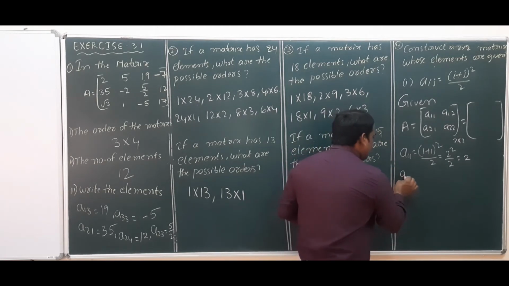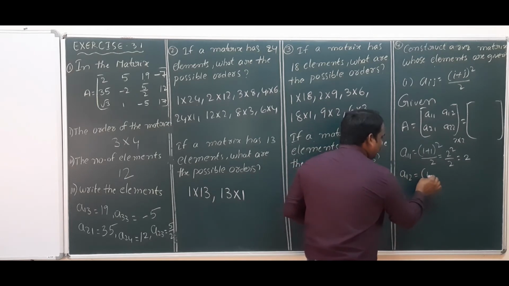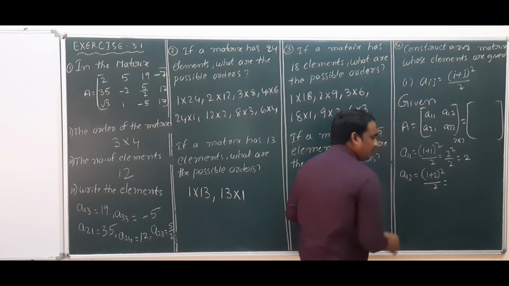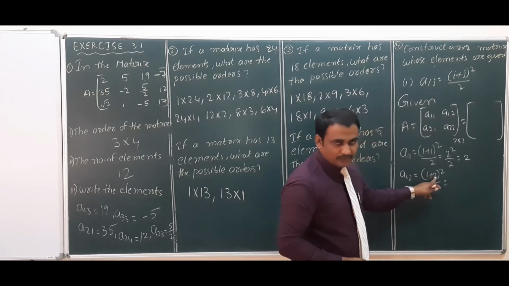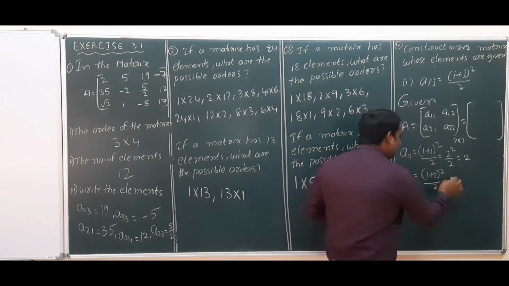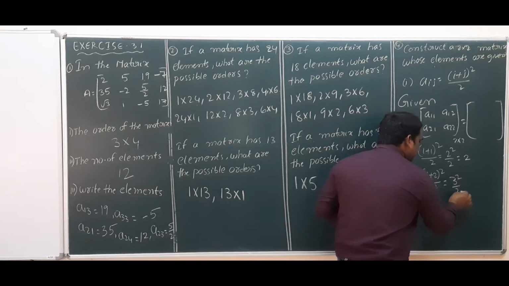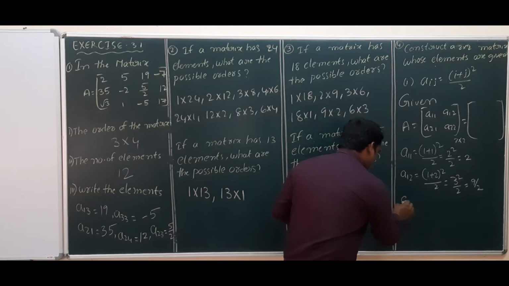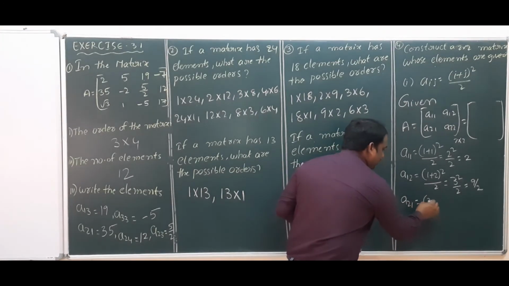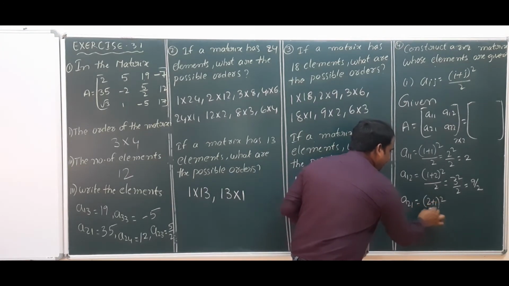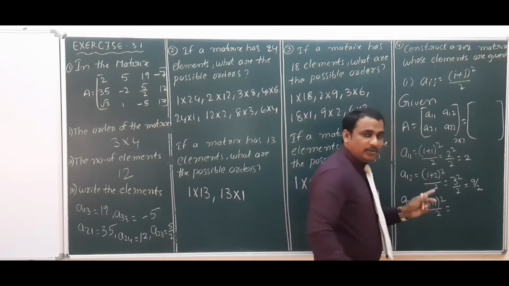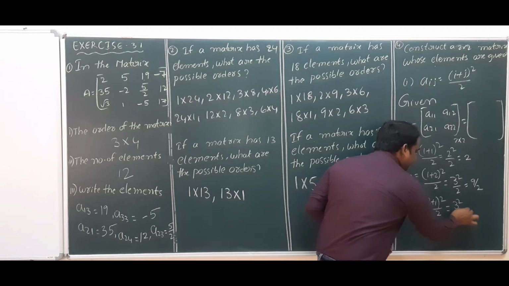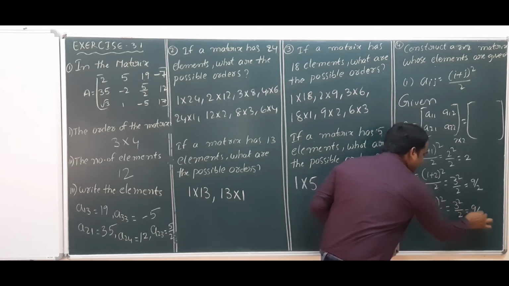Next one, A12. A12 is (1 plus 2) whole square by 2. 1 plus 2 means 3 square, so 3 square by 2. 3 square value is 9 by 2. Next one, A21. A21 you can write as (2 plus 1) whole square by 2, which is 3 square by 2, and the value is 9 by 2.